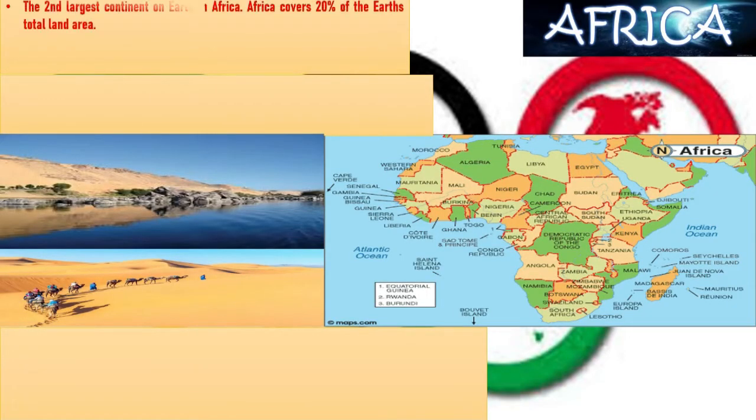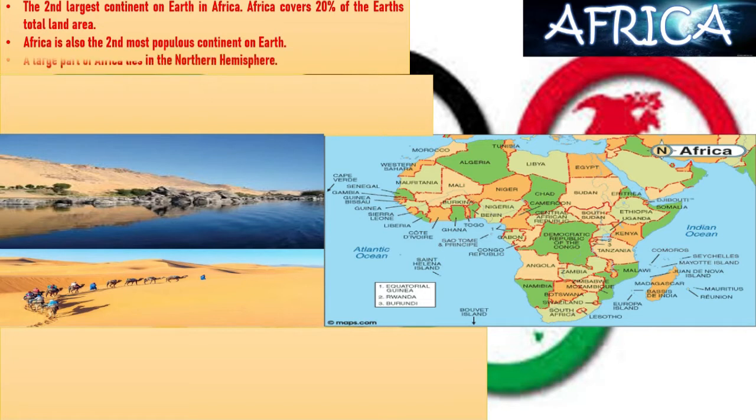Africa is the second largest continent on Earth. It covers 20% of the Earth's total land area. It is also the second most populous continent on Earth. A large part of Africa lies in the northern hemisphere. As you can see in the map, most of the land lies in the northern hemisphere. As we move to the south, the shape of Africa becomes tapering. So a very small amount of land lies in the southern hemisphere.